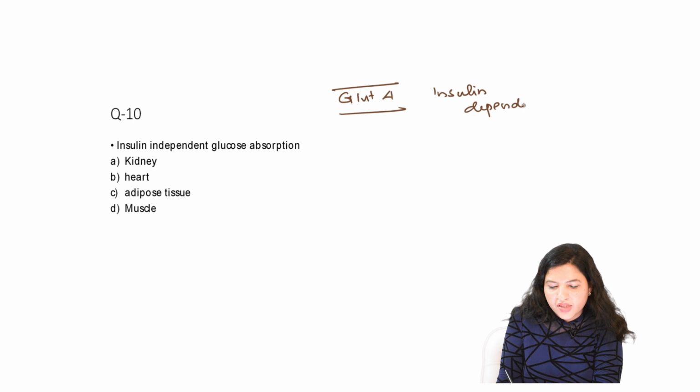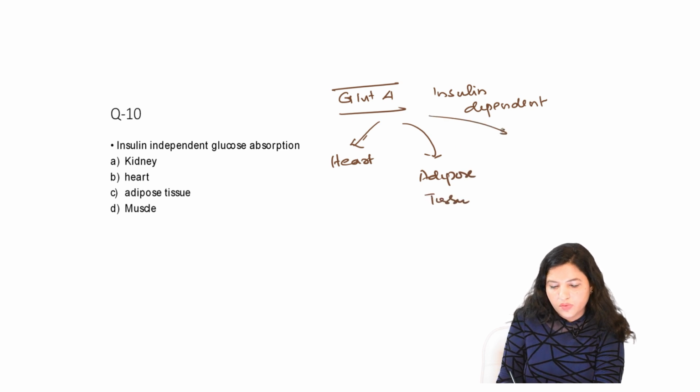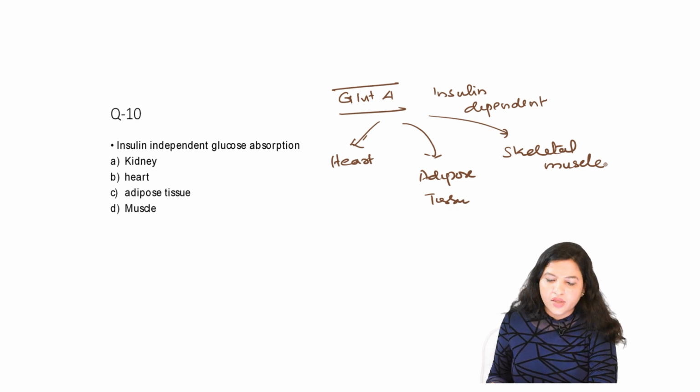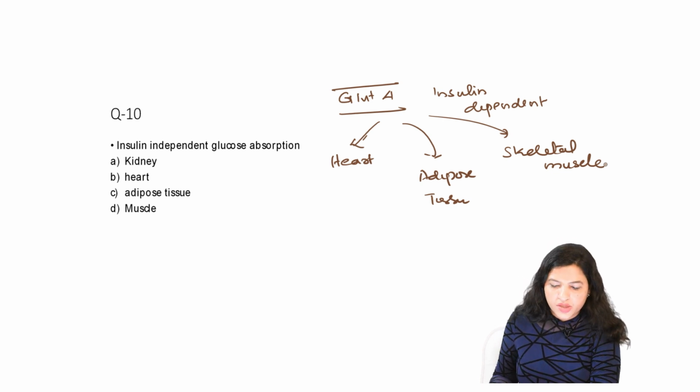And which are the sites where this insulin dependent glucose absorption is present? It is heart, adipose tissue and skeletal muscle. These are the three sites where insulin dependent glucose absorption is present.